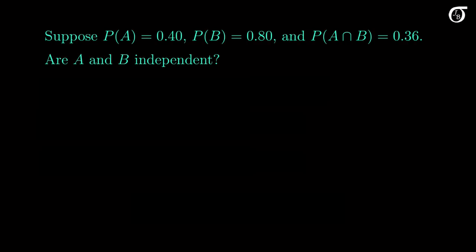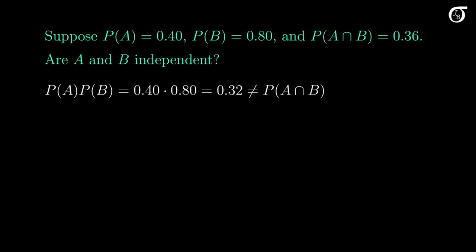Now suppose the probability of A is 0.4, the probability of B is 0.8, and the probability of their intersection is 0.36. Are A and B independent? Since we are given the probability of the intersection, independence is easiest to check by checking whether the probability of the intersection is equal to the product of the individual probabilities. Here, the product of the individual probabilities is 0.4 times 0.8, or 0.32.